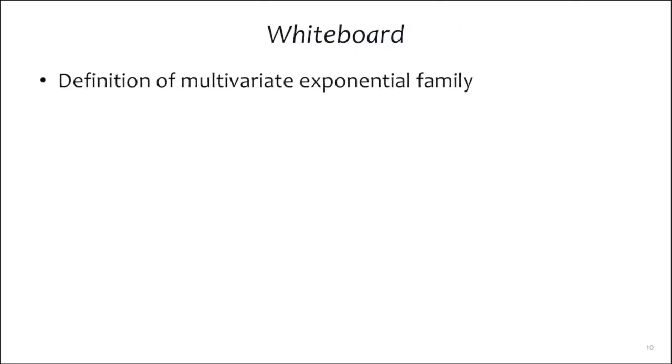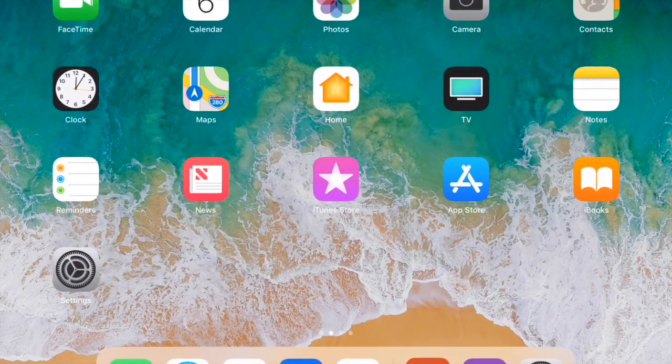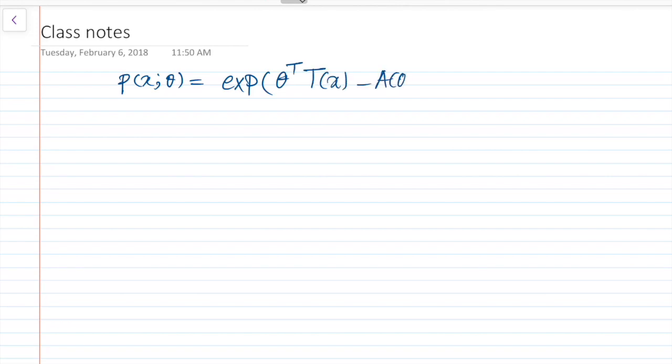So what is the definition of the exponential family? I'm going to use the whiteboard quite a bit during the class today. So the definition of the exponential family is a distribution that has a form like this. So this is the general form of the exponential family.